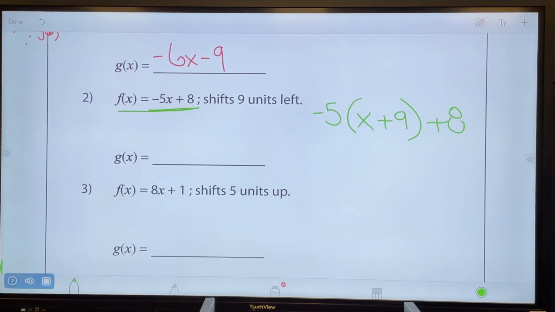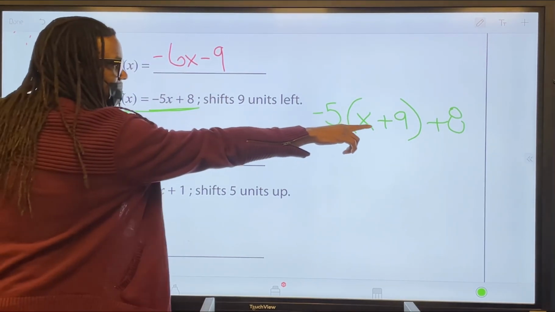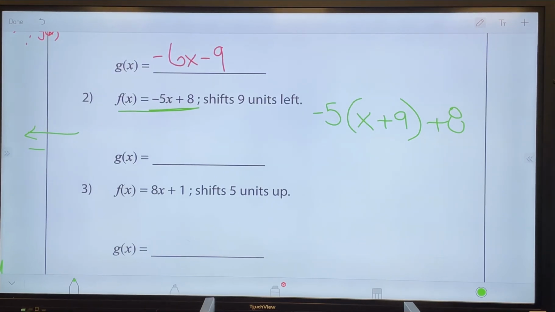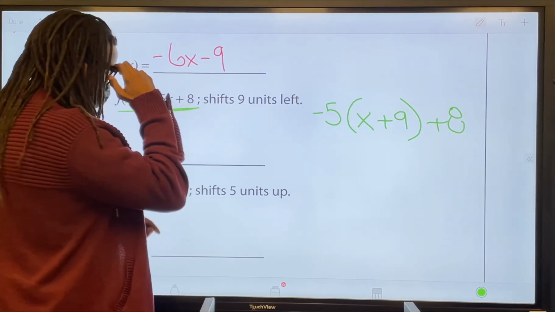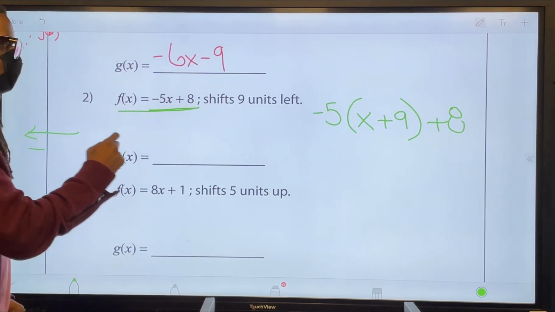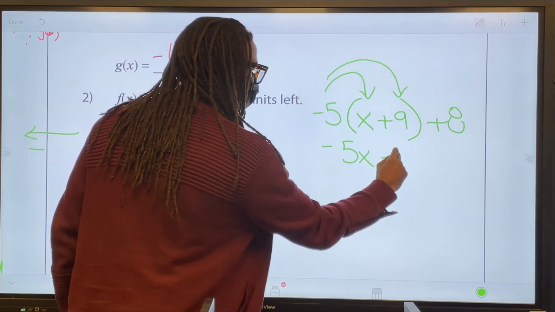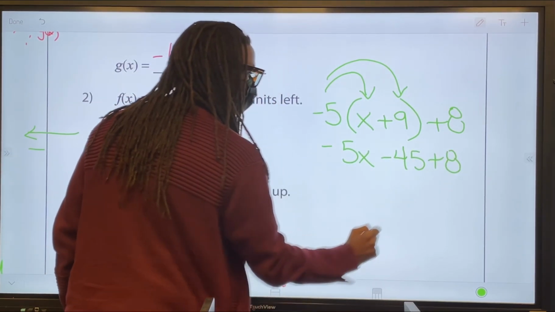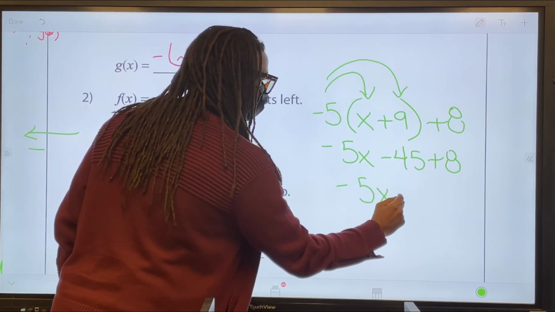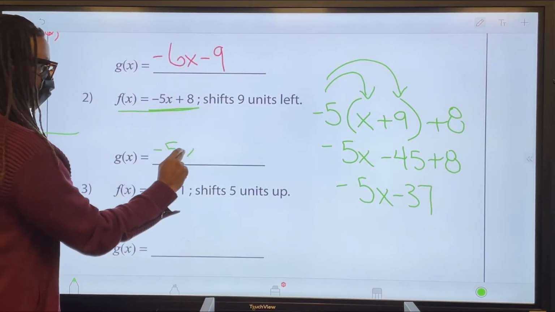Pause, let me see if everybody understands what I just did there. They're telling me to shift left 9. If you're going left, these numbers are negative, so remember it's opposite. You gotta put positive on the inside. Got that? Yeah, we gotta distribute it, you can't leave it in that form. Take this, distribute it. This is going to become -5x minus 45 plus 8, which results in -5x minus 37. So our answer should be -5x minus 37.